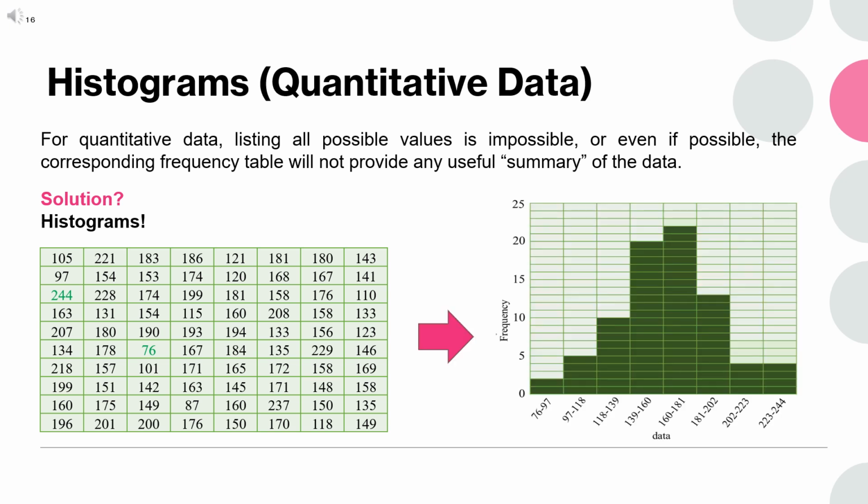Once we determine the number and length of each bin, we place them on the horizontal axis and count how many data points fall within each bin. These frequencies are then represented as rectangles above each bin.